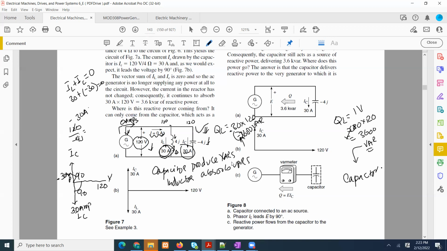As we go into the next, this is a very basic course, as we go into the next, 260 and 270, you guys will see how we improve the power factor of a station or a facility by installing capacitor banks there.